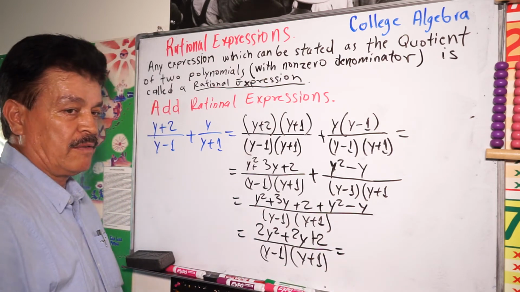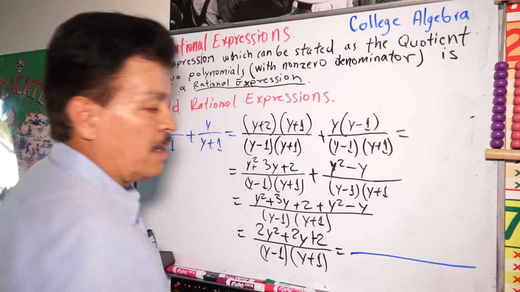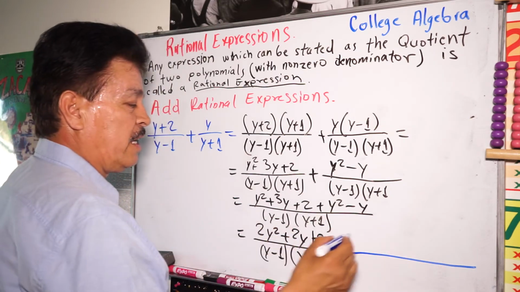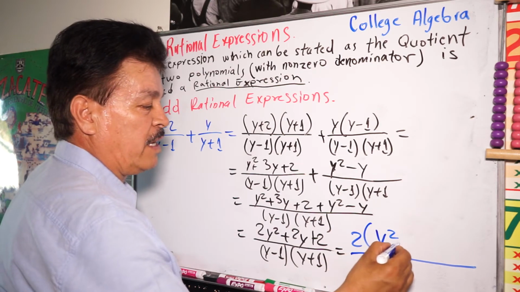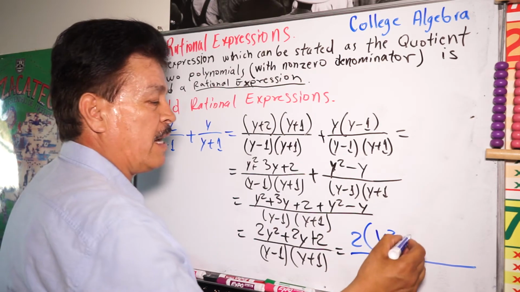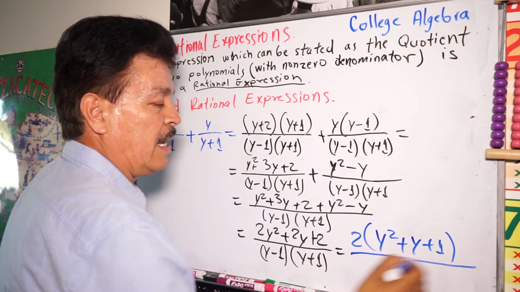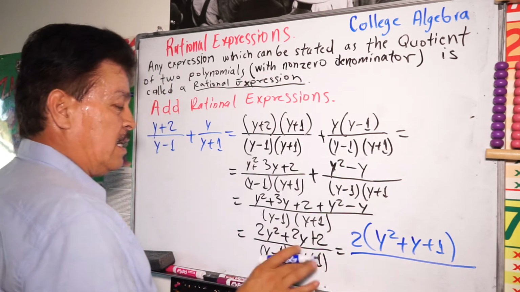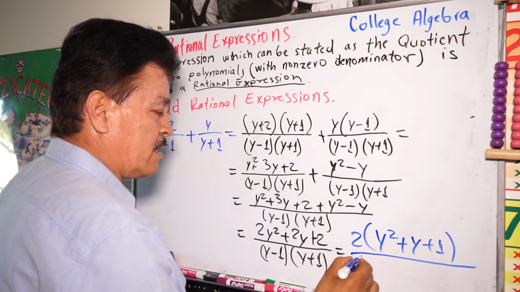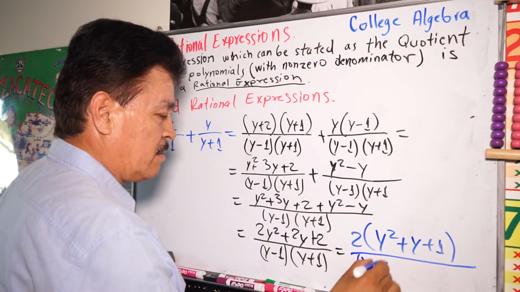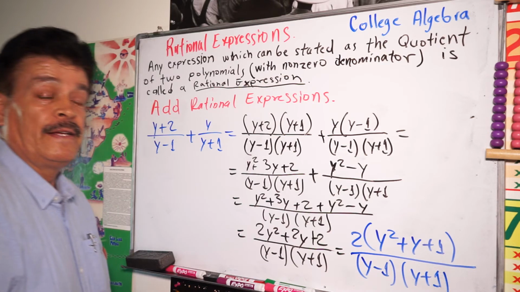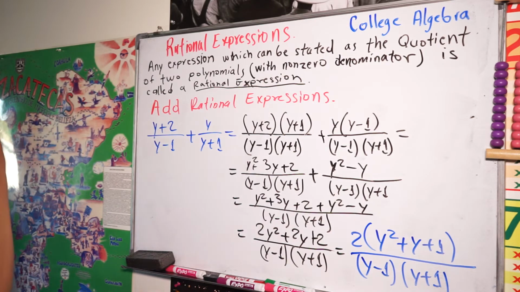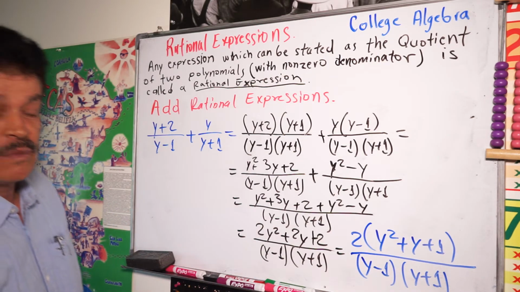Where is the answer now? The answer will be 2 times, you can write a perfect square right here, 2 times y squared plus y plus 1, divided by y minus 1 times y plus 1. Okay? That's the answer. This is one example of how to add rational expressions.